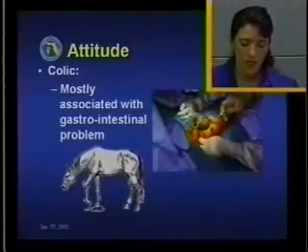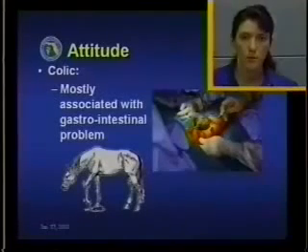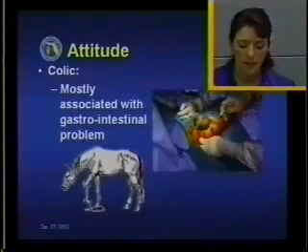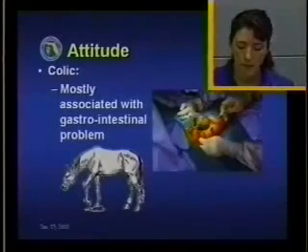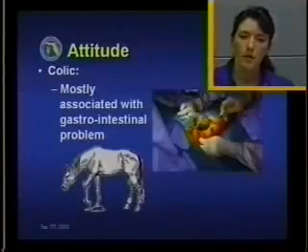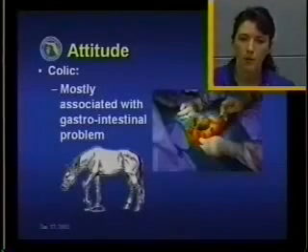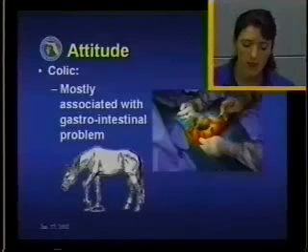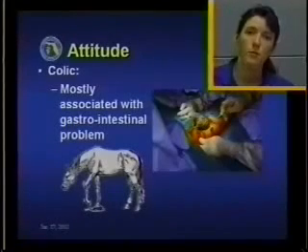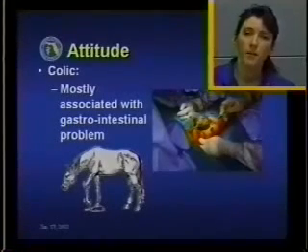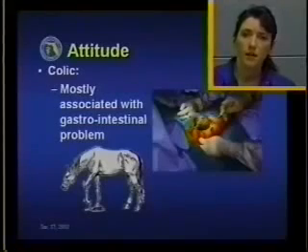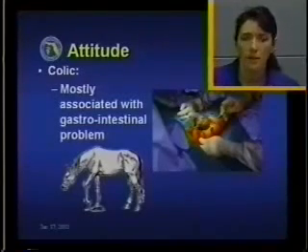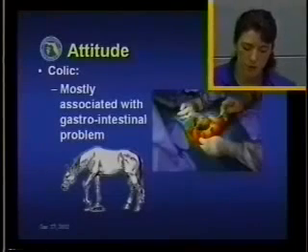Another very common change in attitude in horses will be signs of what is called colic. And colic really refers to any sign of abdominal pain. Most of the time, this abdominal pain will be associated with gastrointestinal problems, but very commonly we'll also see cases of pleuropneumonia or other abdominal events that will cause horses to colic.